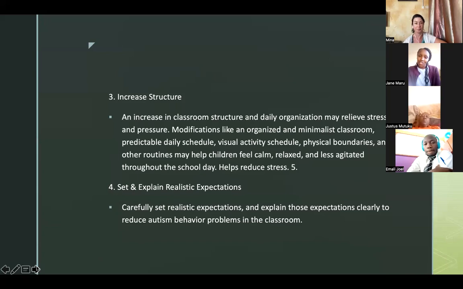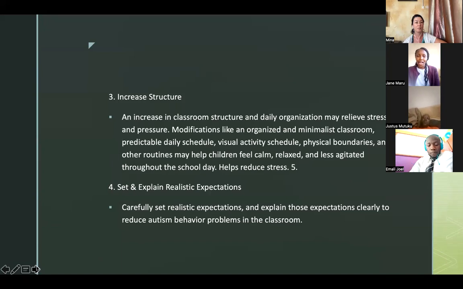So increase structure. An increase in classroom structure and daily organization may relieve stress and pressure. So modifications like an organized and minimalist classroom, predictable daily schedules, visual activity schedules, physical boundaries, and other routines may help children to feel calm, relaxed, and less agitated throughout the day and help reduce stress.